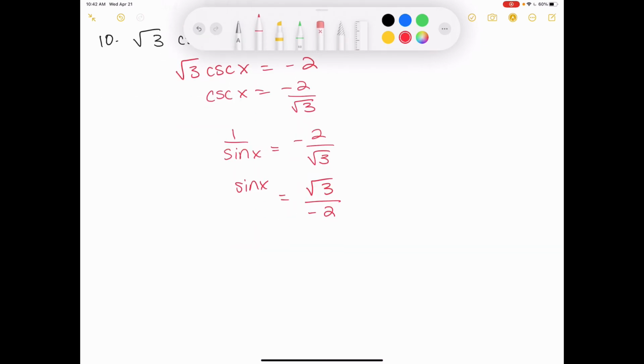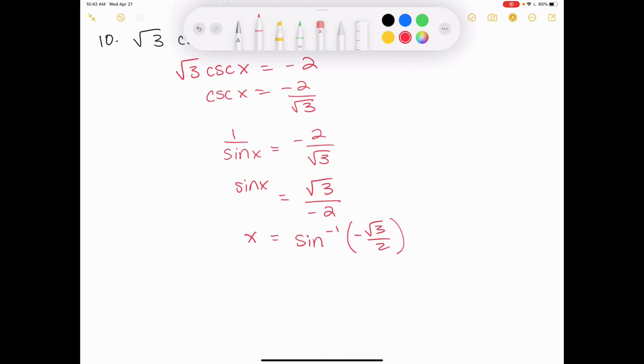Anyways, now what do I need to do to get x by itself? Divide by sine, right? What do you mean divide by sine? Inverse sine. Okay, never mind, that's what I was thinking. You probably meant that, that's why I was trying to make sure. So I'm going to take the inverse. So x is equal to sine to the negative 1 of negative root 3 over 2.